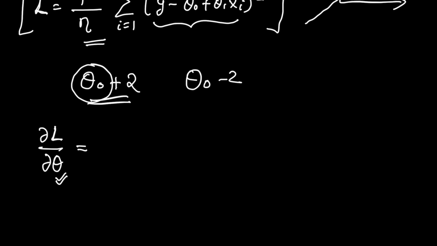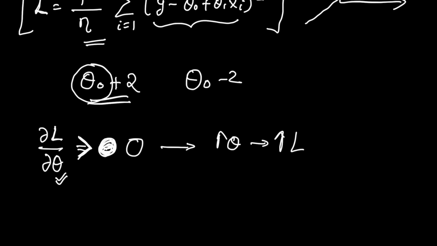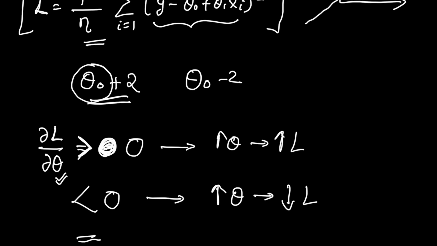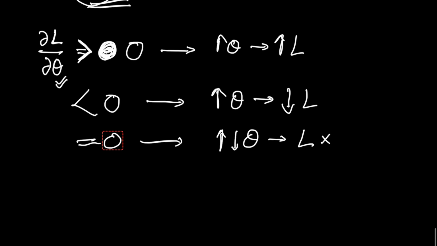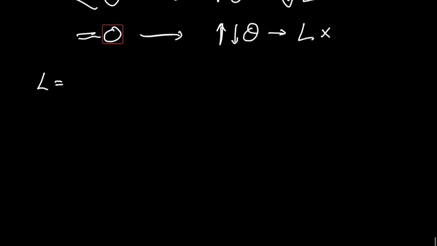increase or decrease? Now if this del L over del theta comes out to be greater than 0, that means that increasing theta will increase the loss function. And if it turns out to be less than 0, then increasing theta will decrease the loss function. And if it is 0, then that means increasing or decreasing theta does not have any effect on the loss function.